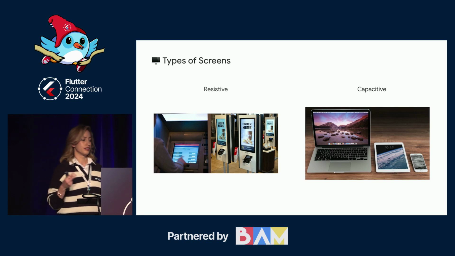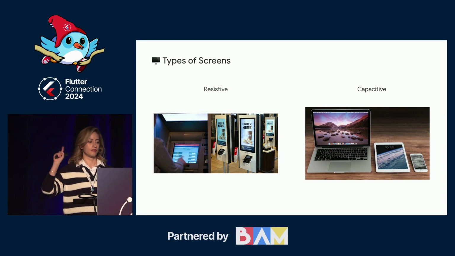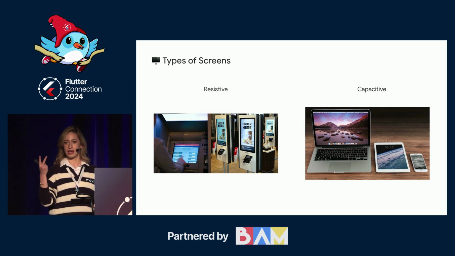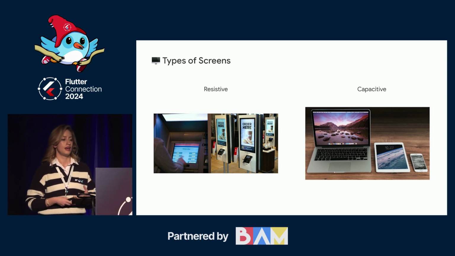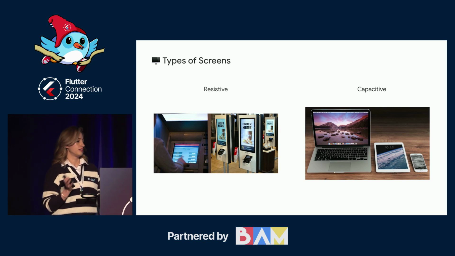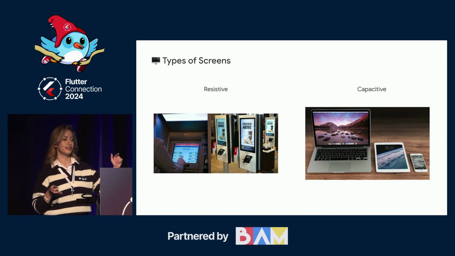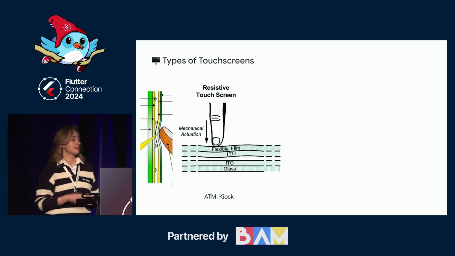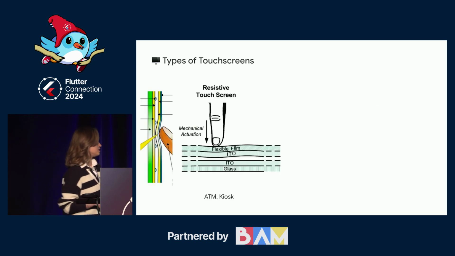So first, we're going to start with two types of screens. One of them is resistive screens, and the second one is capacitive screens. Resistive ones are the ones that we always see in kiosks, ATMs, and so on. And the capacitive ones are the ones we use in our tablets, computers, and actually our smartphones. When I ask what the difference between those is, you can easily say sensitivity. Let's go see what's happening behind the scenes.